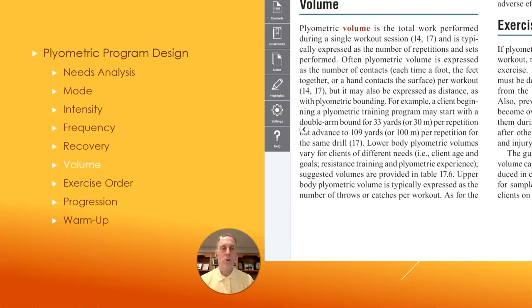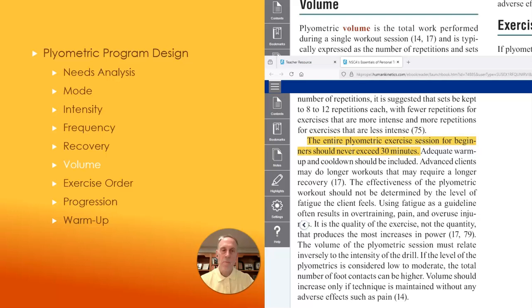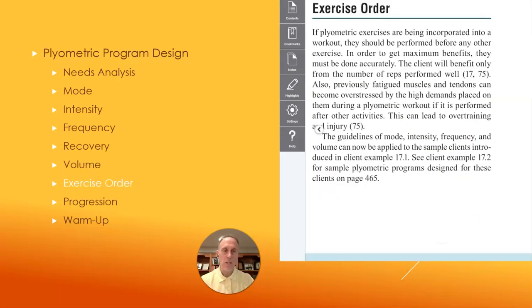When they talk a little bit further about volume, they talk about bounding or jumping, or how many times your feet touch the floor with something like a box jump. That's a way to quantify your volume, and you have to find ways to quantify, whether it's the amount of yardage that you hop horizontally, or the total amount of inches that you hop when you jump up and land on a box. Whatever that is, you have to come up with a way to quantify. But they will say this when they talk about the plyometric sessions: the entire plyometric exercise session for beginners should never exceed 30 minutes. Just kind of commit that to memory.